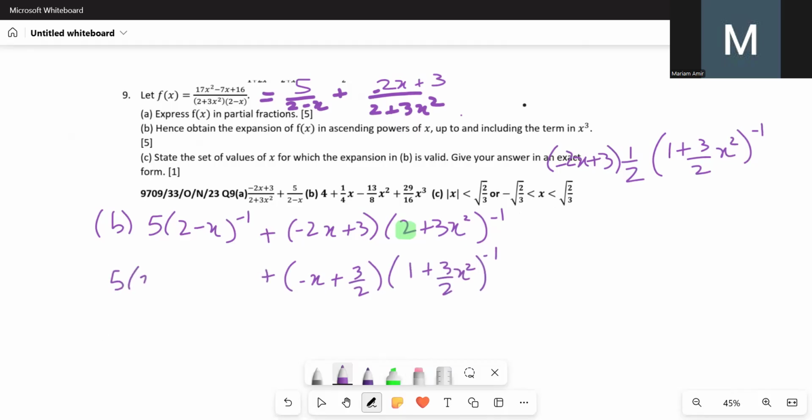Okay, so now we need to expand till x cubed. So it's a bit more work. So the first term, oh, this needed to be 1 as well. So take out the 2. It becomes 2 power negative 1, (1 minus x over 2) power minus 1. So we'll get 5 over 2 here, and then (1 minus x over 2) power negative 1. Now we're ready to expand.